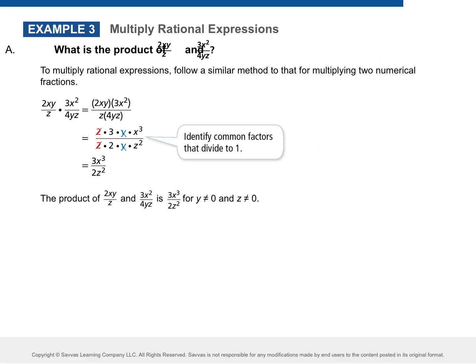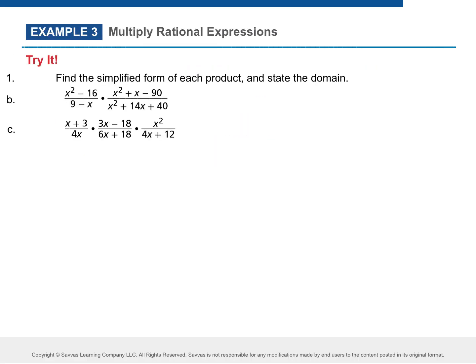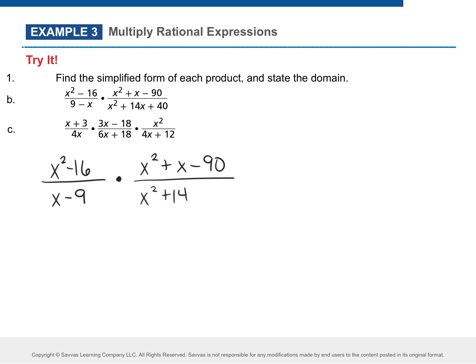Okay, let's look at example 3. Now we're going to get into multiplying and dividing. Do not worry, it is the exact same thing as what we just did, and I'll explain why. Okay, so looking at example 3a, we have x squared minus 16 over, I'm going to change that to x minus 9. Go ahead and change that. Okay, I changed it to x minus 9 times x squared plus x minus 90 over x squared plus 14x plus 40.